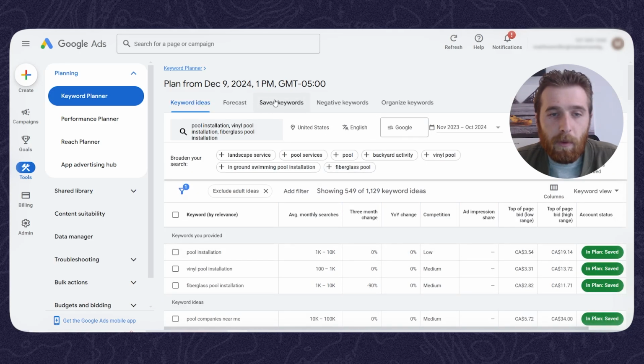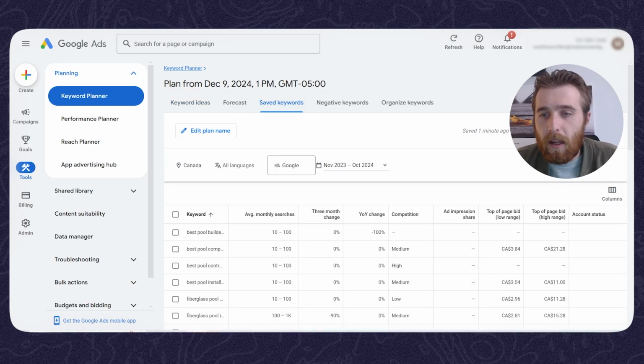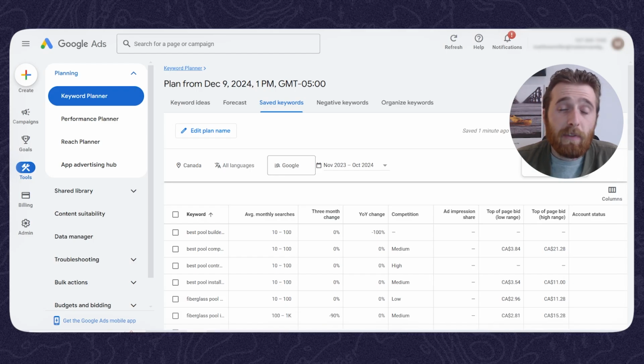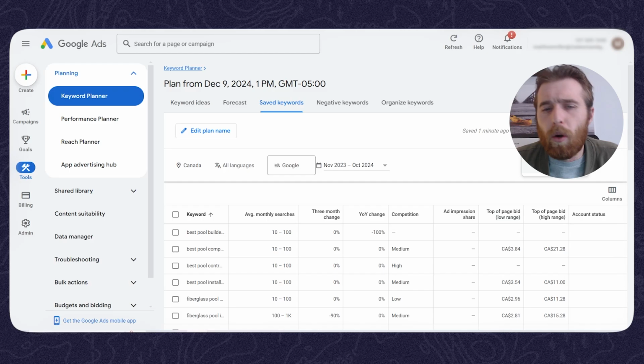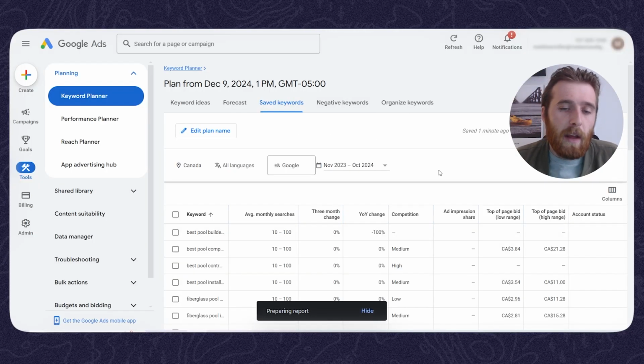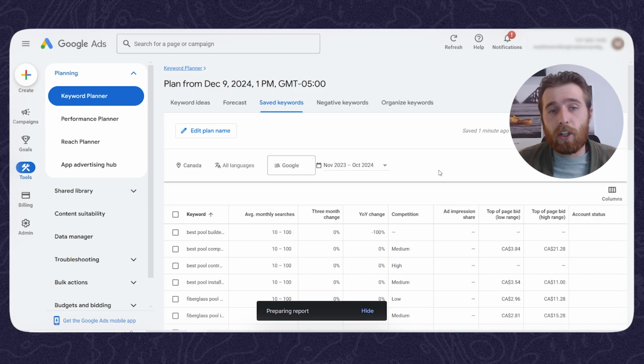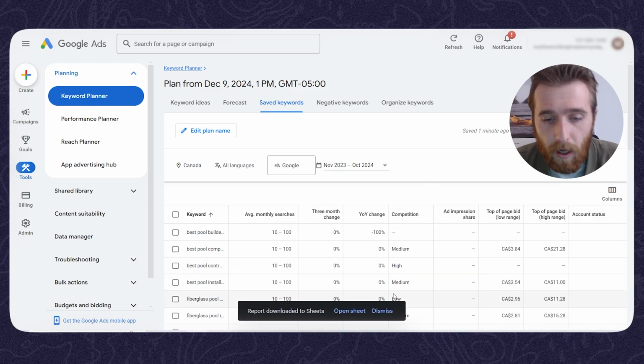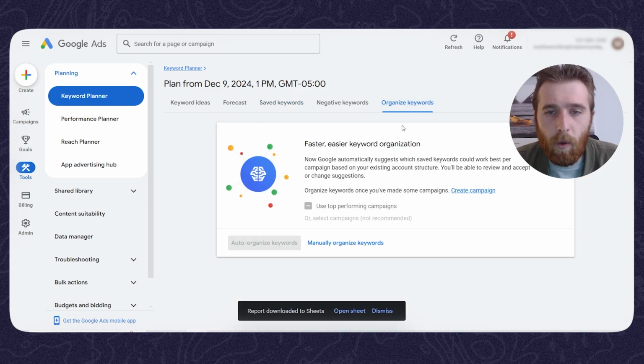So all we have to do is come over here to save keywords. We're going to hit downloads and we're going to do either CSV, which you could use in Microsoft Sheets or Excel, or Google Sheets. I like Google Sheets. It's just super simple to use. We're going to hit save. And then this is going to generate essentially a giant spreadsheet with all the keywords on it that we can easily organize. There's also an automatic organization of keywords if you have active campaigns, which you could test out. I've used it.